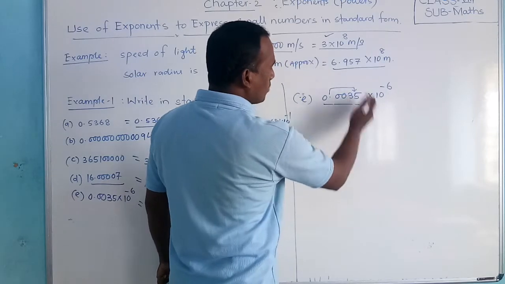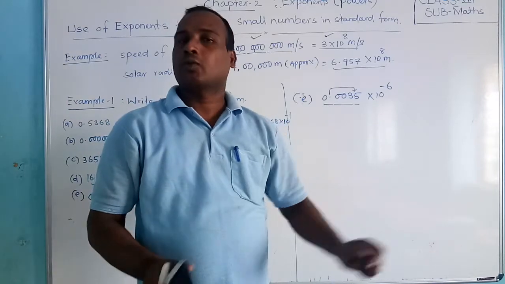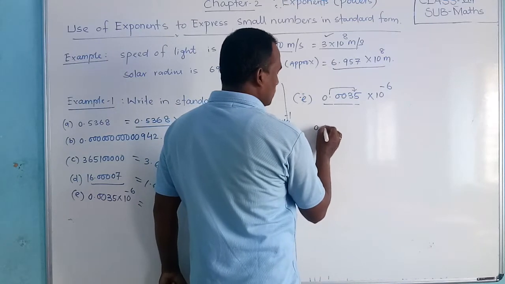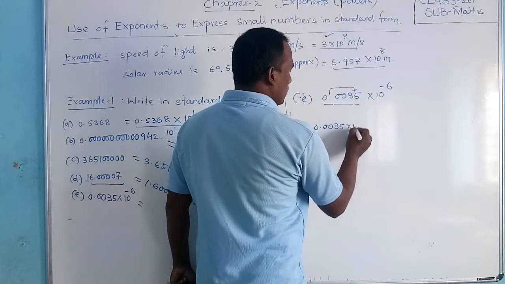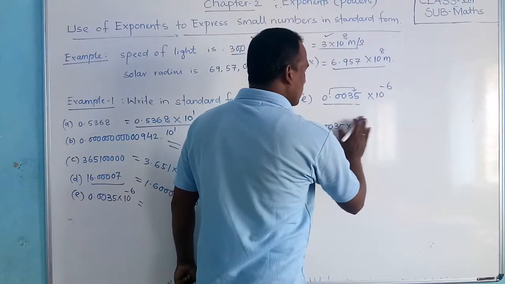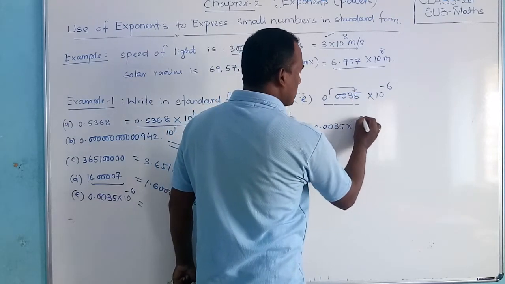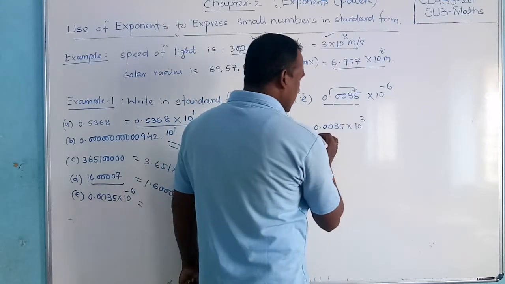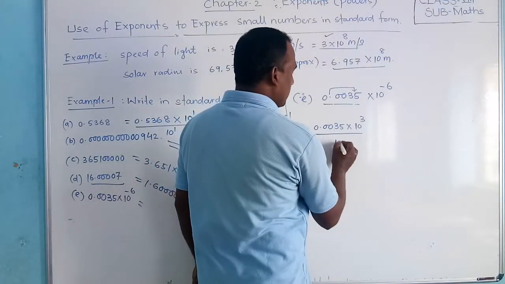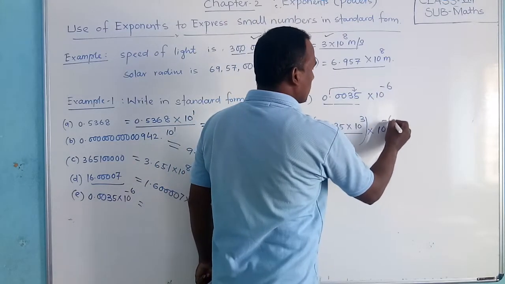How many places will go to the right? 1, 2, 3. Whenever the decimal place is shifted to the right side, we are multiplying. So how many places will go? 3 places. So 0.0035 into 10 power 6 is already there. Yes or no? So first we will multiply like this also. 3 places, so 10 power 3. Then you have to divide by 10 power 3 into this part, into the remaining 10 power minus 6. Carefully observe.